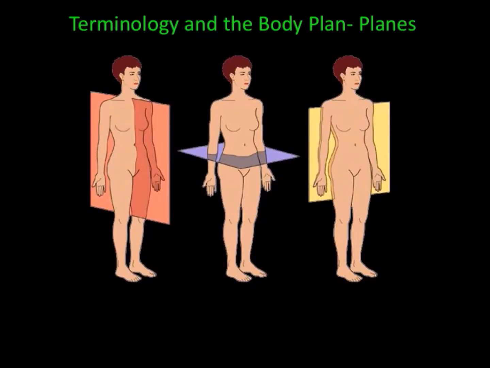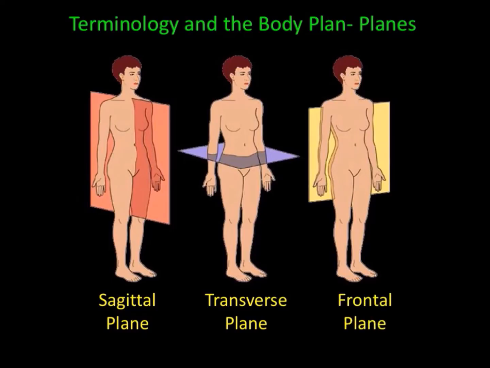Body planes are imaginary planes that dissect the human body in order to describe certain regions or sections of the body, or to describe the direction of body movements. There are 3 body planes in the human body. The first body plane divides the human body into right and left segments, or sections. This is called the sagittal plane. The second body plane divides the body into superior and inferior sections or segments. This is called the transverse plane. And finally, the last plane divides the body into anterior and posterior sections or segments, and this is called the frontal plane.